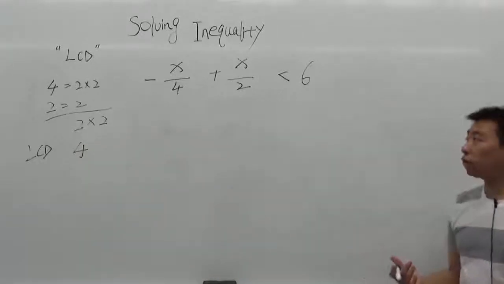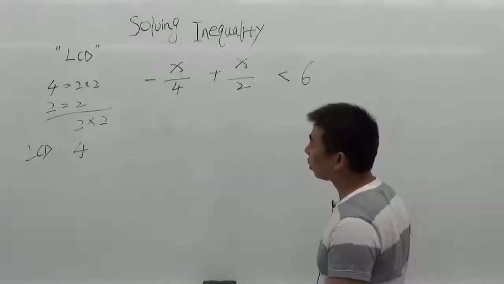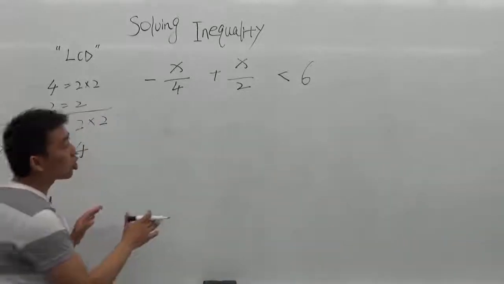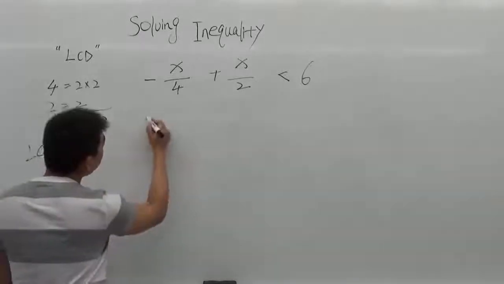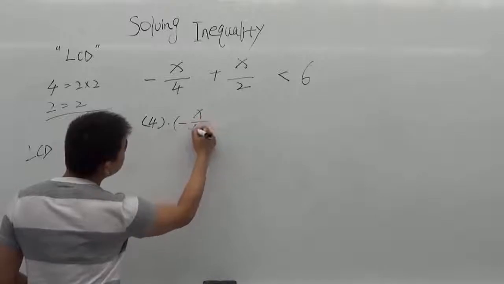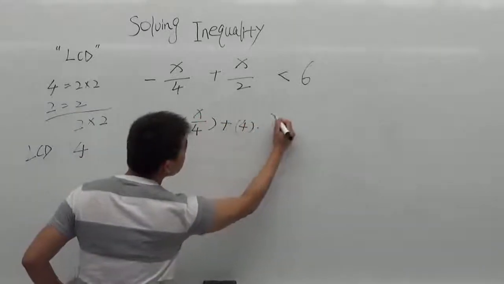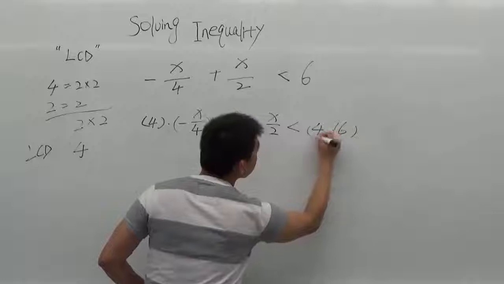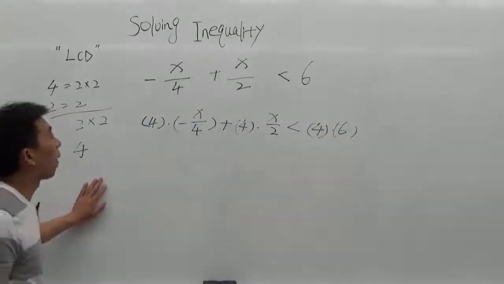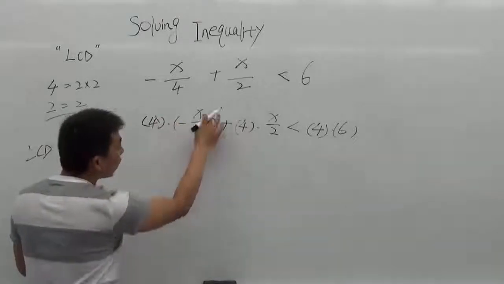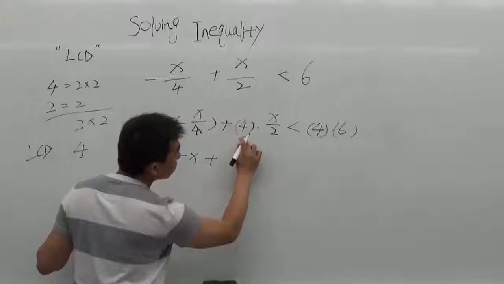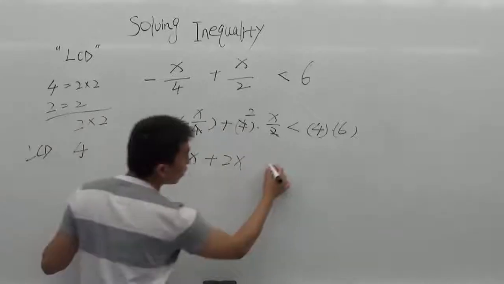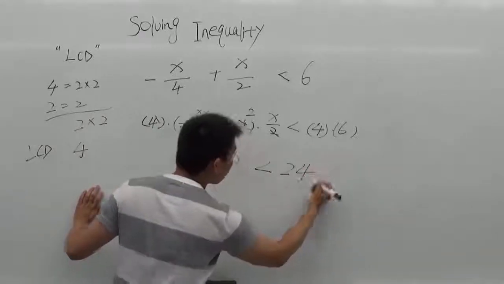After we find the LCD for the fraction, we need to multiply the LCD on both sides of the inequality. Same here, you need to multiply the LCD by each term of the inequality. So 4 times negative x over 4, plus 4 times x over 2, less than 4 times 6. Then we can simplify it. The 4 and 4 cancel out, here's negative x, plus 4 divided by 2 gives us 2, then 2 times x gives us 2x, less than 4 times 6, which gives us 24.